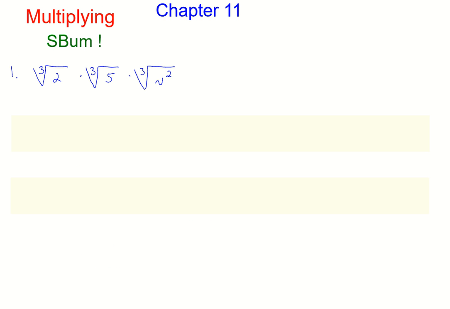Let's go to multiplying. Don't forget the SBum. All right. So you have the cube root of 2 times the cube root of 5 times the cube root of n squared. Go ahead and do that one. Cube root of 2 times the cube root of 5. Some of these you can just write the answer. You don't even need to write the original, right?